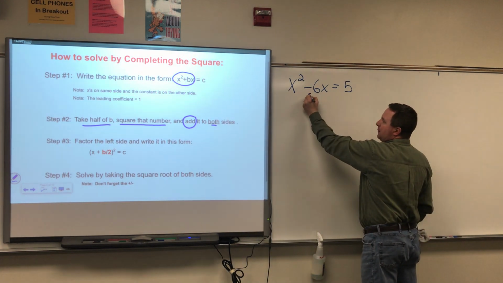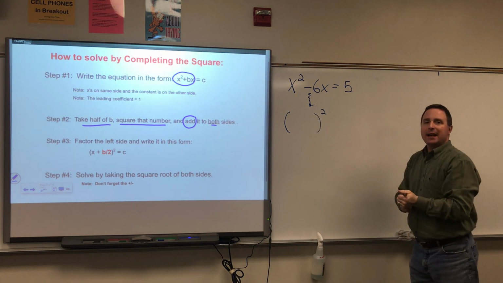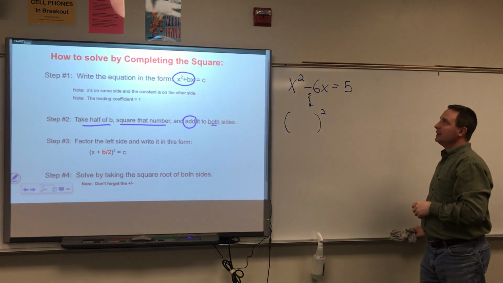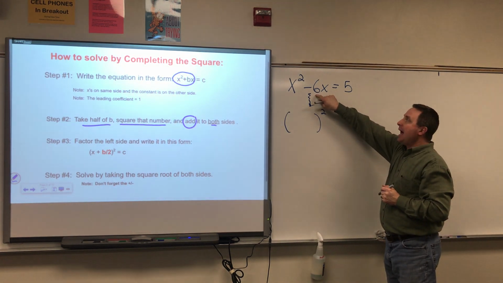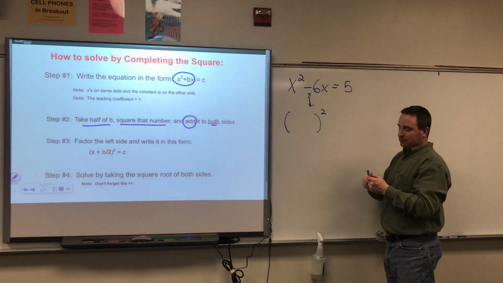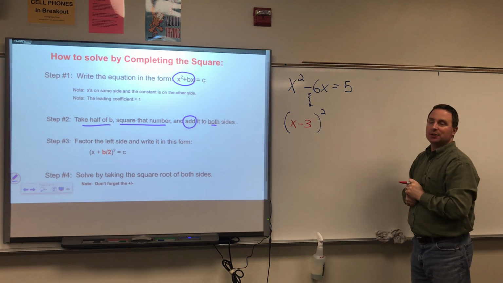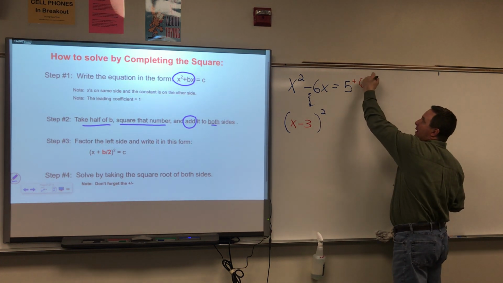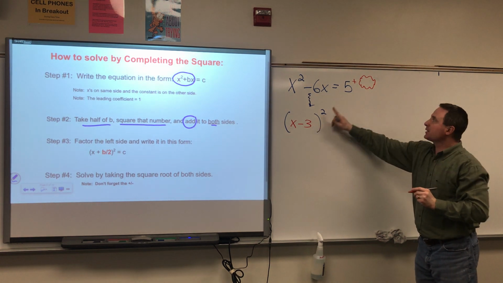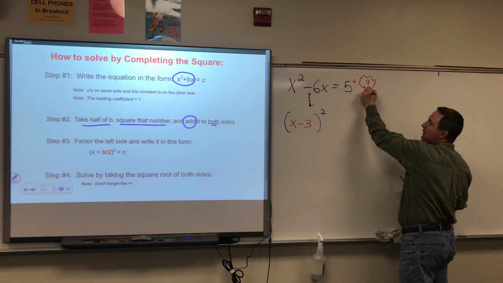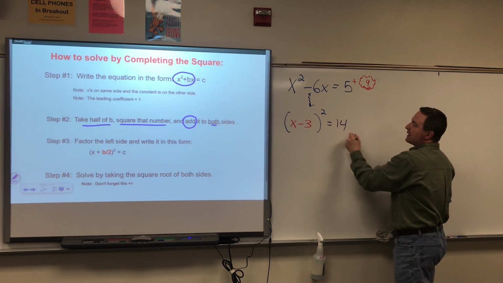Okay, so I'm going to do a little shortcut. If you guys remember, what number ends up inside those parentheses that we're going to square? That number came from half of b. Half of b is 3. And that's what ends up in the parentheses, half of 6, which is 3. But if I did it the other way, remember we still had to square that number and add it to the other side. 3 squared is 9. We always still have to balance it out. And if I add these together, I get 14.